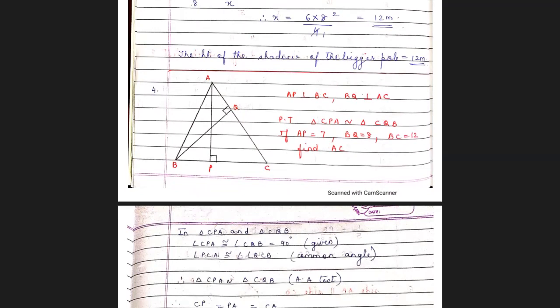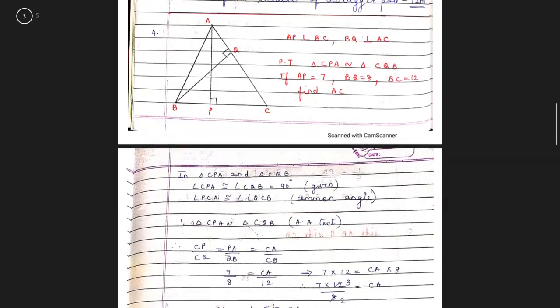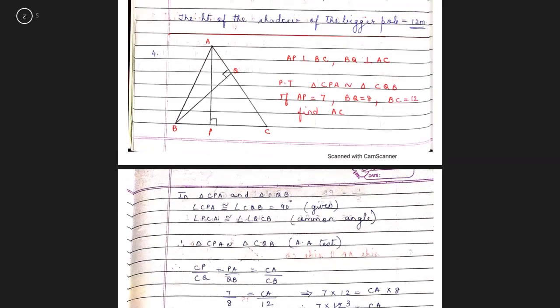Now the first part of the question says you have to prove triangle CPA is similar to triangle CQB. Look at both the triangles closely, CPA and CQB. Can I find at least two conditions of similarity between them? The first thing I get, angle CPA is congruent to angle CQB, which is 90 degrees, that's given. Second, I find angle C coming common in both the triangles, so I can write angle PCA congruent to angle QCB, which is a common angle. Therefore, triangle CPA is similar to triangle CQB by AA test.